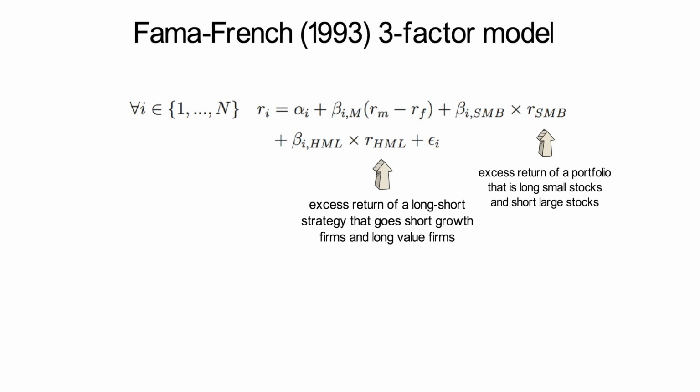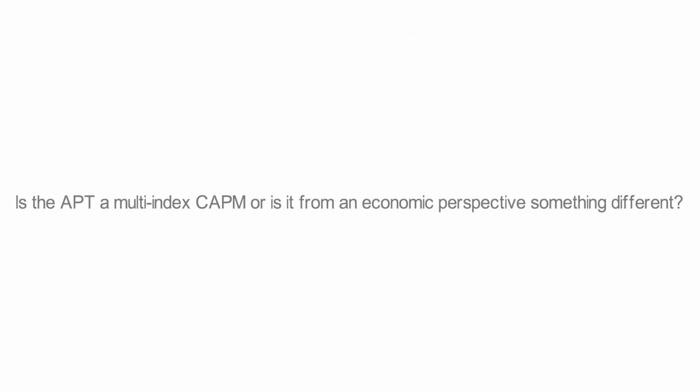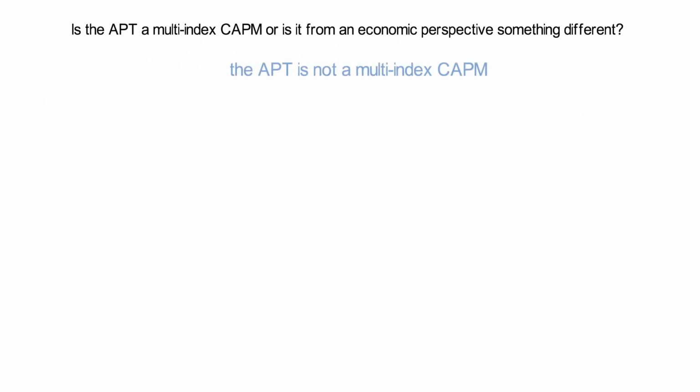Now, I want to end that video here with a question. Is the APT a multi-index CAPM? Or is it from an economic perspective something different? Now let me also answer that question. First, the APT is not a multi-index CAPM.